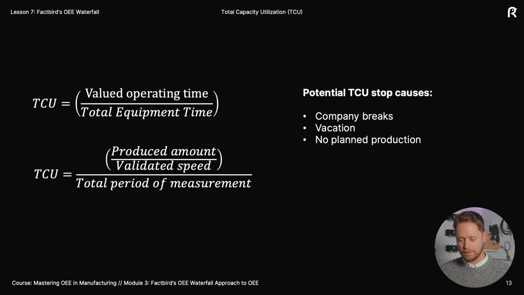Finally, TCU takes into account planned downtime due to vacations, company breaks, or simply no planned production. The TCU is the valued operating time divided by the total equipment time. In practice, you can say this is the produced amount divided by validated speed divided by total period of measurement. If TCU is 100%, then your machine, production line, or plant is running at 100% capacity. And honestly, then you should be teaching this course. In reality, if you are in or near this situation, you then know that the best thing you can do would be to increase production time.